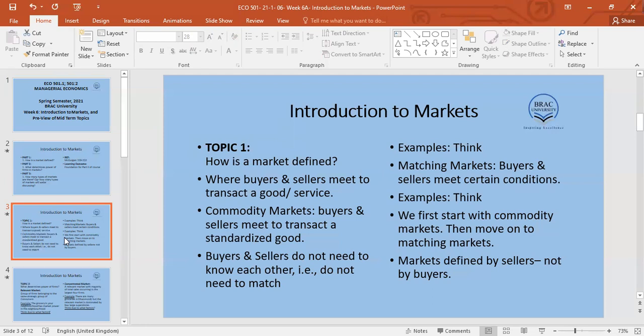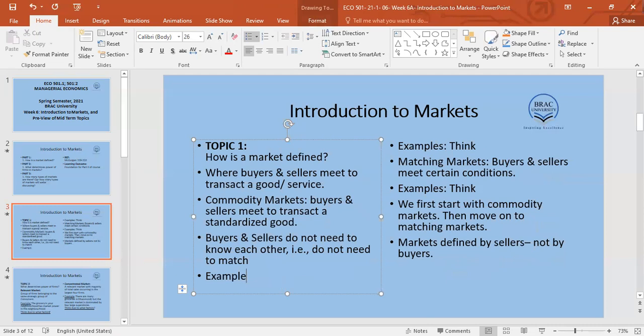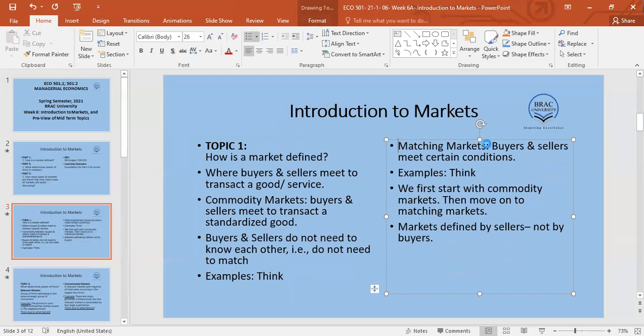Second, I don't need to know the seller or any particular attributes of the seller. The seller also doesn't need to know me or any particular attributes of myself. Now, can you think about examples like this other than what we've just said? We made a discussion on the Samsung market, and we said that the Samsung market is a standardized commodity, so I don't need to know the seller. The seller doesn't need to know anything about me.